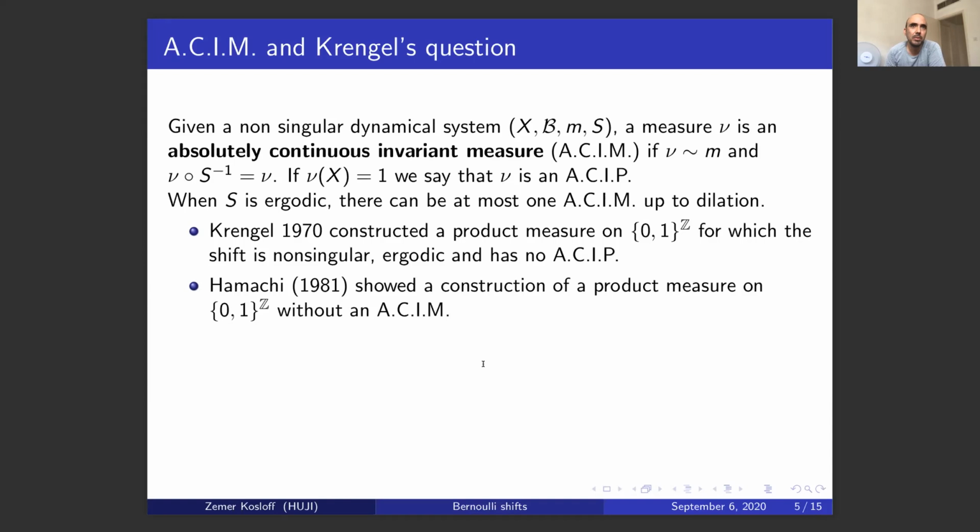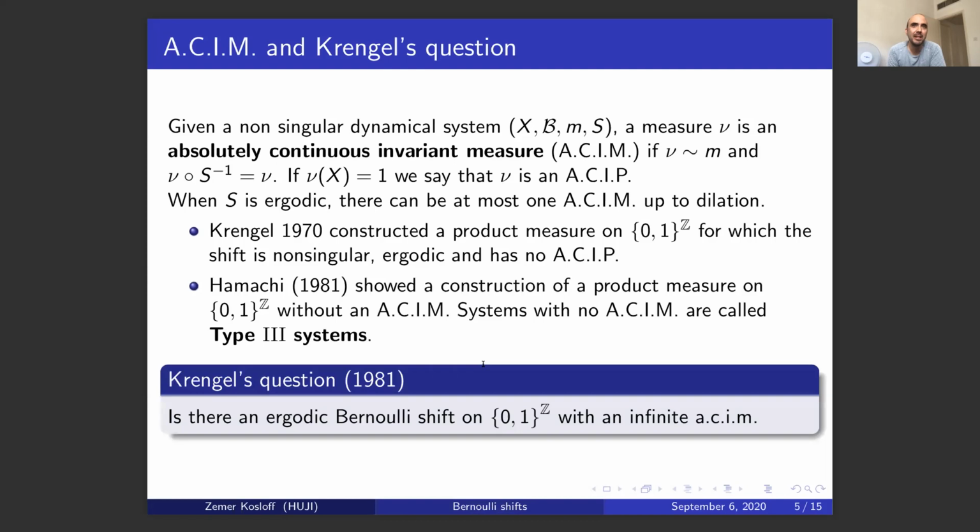These types of systems we are going to refer to as type III systems. After that result, Krengel was the MathSciNet reviewer, and he wrote the following question: whether there is an ergodic Bernoulli shift on two symbols with an infinite absolutely continuous invariant measure. You should keep in mind that part of his motivation for this question was also to understand whether his construction is indeed a type III system.